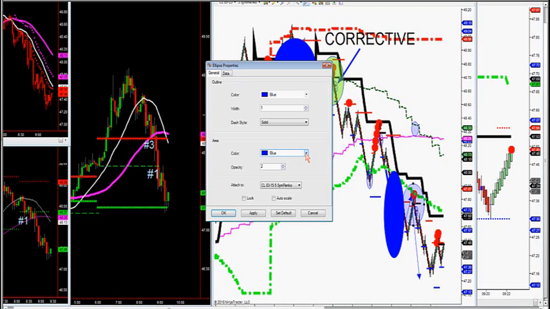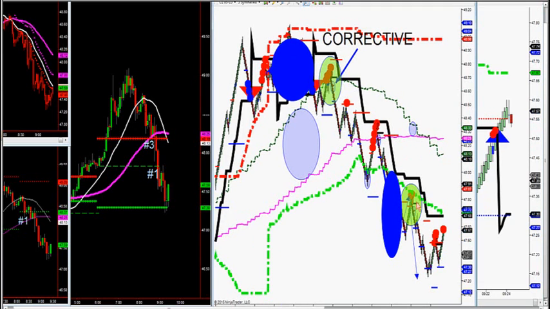When you first break through market profile, that's your best time to do a corrective wave and a motive wave. That's your best time to trade, is letting market profile set it up and letting J signal be the trigger.